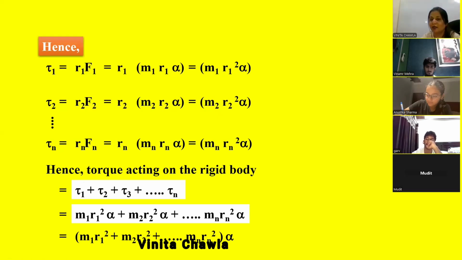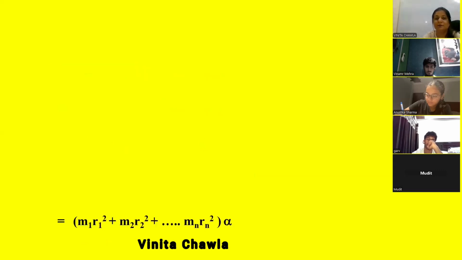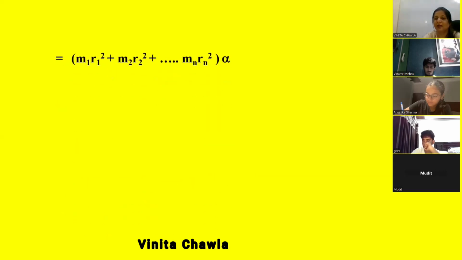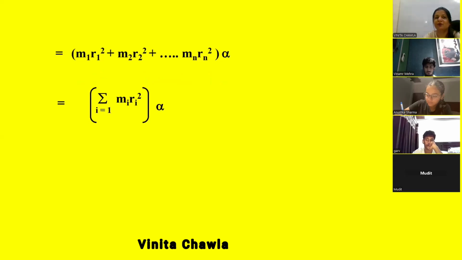This mr square is nothing but moment of inertia. Right, mr square is moment of inertia. If we take total mass m and radius of gyration k, then m k square is the moment of inertia. So we can write this as summation over i is equal to 1 to n of mi ri square alpha, because these are being added. We have an addition sign here, and the cycle goes from 1 to n. So summation is for addition, and i is equal to 1 to n, mi ri square alpha.